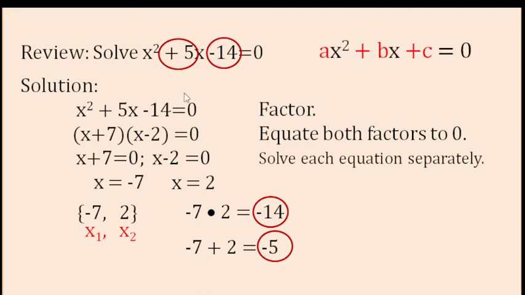So this means in a quadratic equation written in standard form, ax squared plus bx plus c equals 0, the product of the two roots, x sub 1 and x sub 2, is actually the last term, c. And also, the sum of the two roots, x sub 1 and x sub 2, is actually the opposite of the coefficient of our linear term.